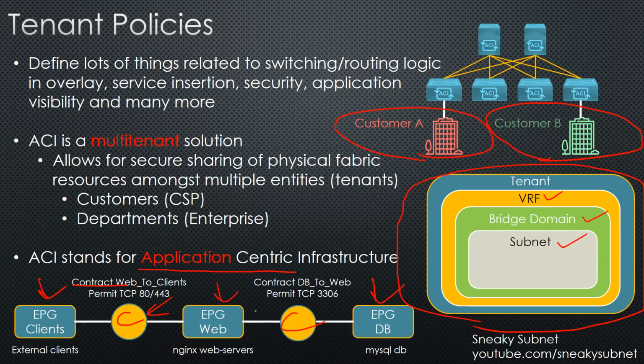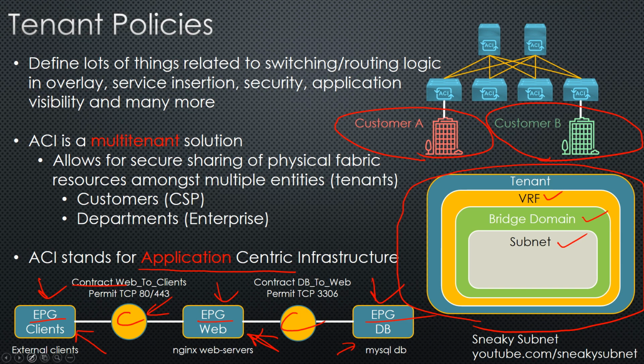It consists of a database, web server, and actual clients, which access and use that app. In ACI, all these logical groups are represented as EPGs, or endpoint groups. And contracts, as I mentioned before, define communication types allowed between them. So we have a contract between EPG clients and EPG web.